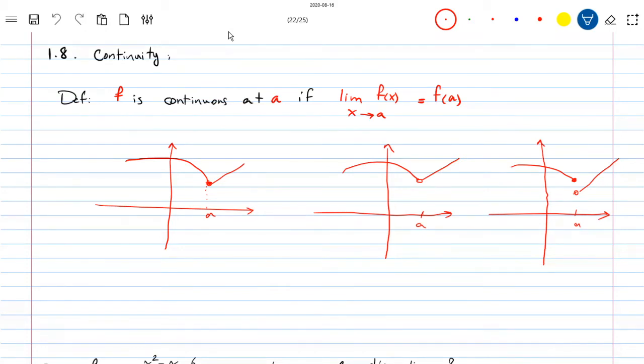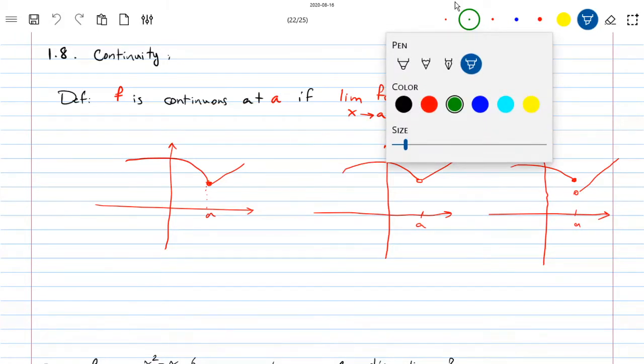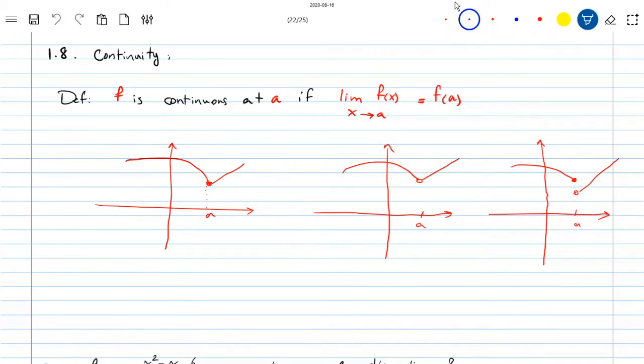Today we're going to talk about continuity of functions. In general, there's a definition for continuity. We say a function f is continuous at a specific point a if the right side limit and the left side limit are exactly the same as the value of the function. So the limit and the value of the function are matching up.